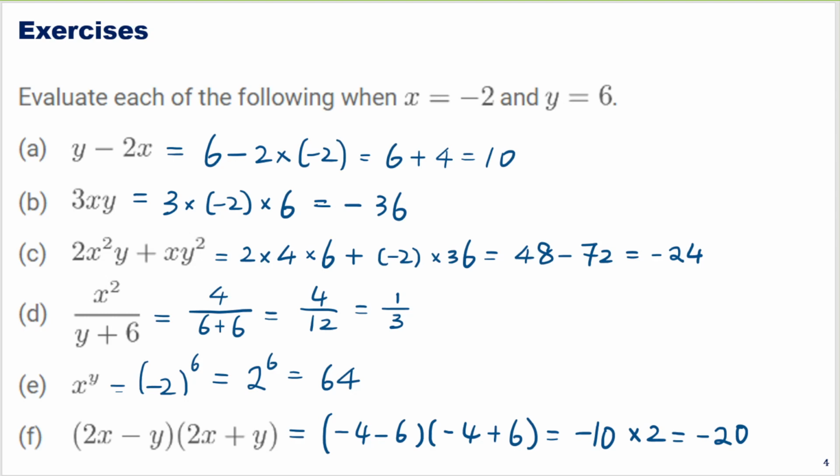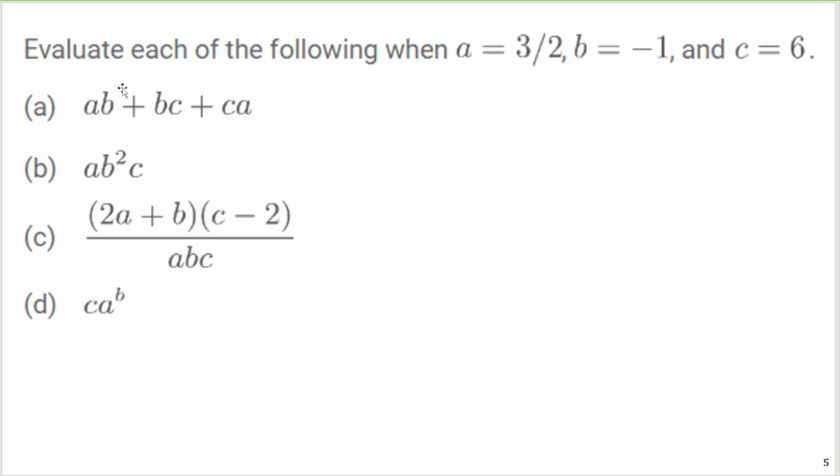No? Okay, then let's have a look at another quiz. Of course, sometimes your expression could involve more than two variables, right? For example, can you evaluate each of the following when a equals 3 over 2, b equals negative 1, and c equals 6? The method should be the same, right? Simply insert the values of each variable into the expression, and then you can evaluate each of the following expressions. Again, please try this by yourself, and once you finish, please give me your answer in the chat box, okay?